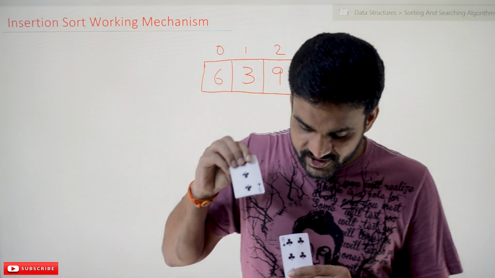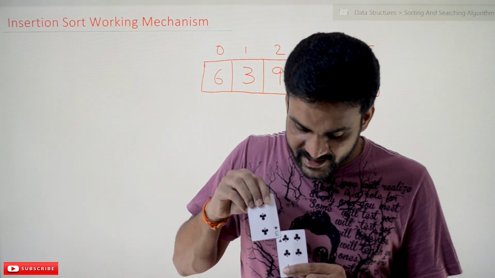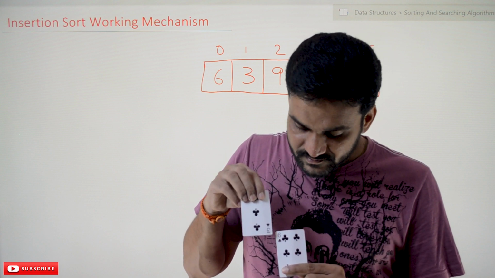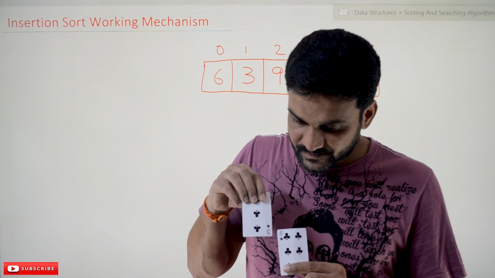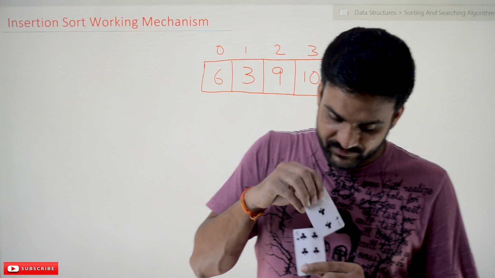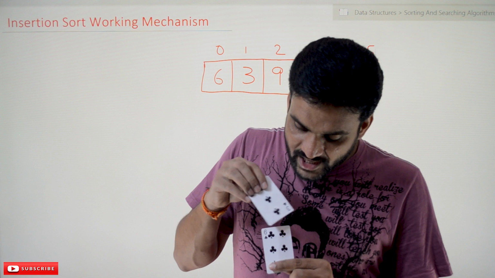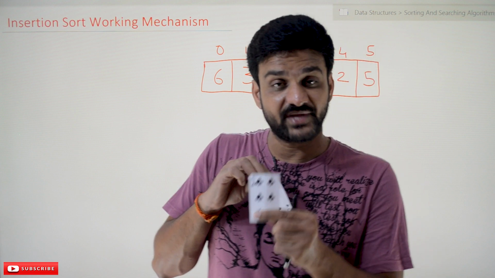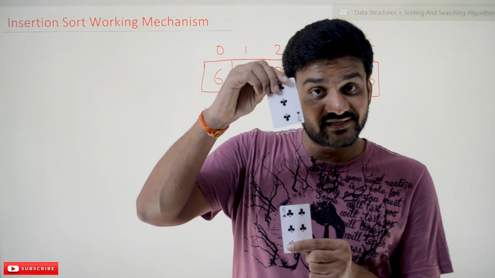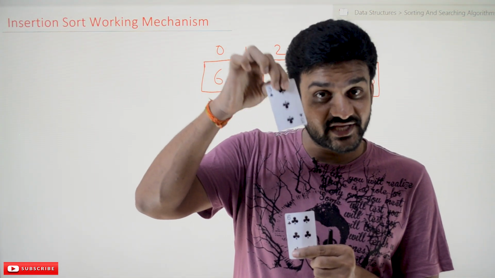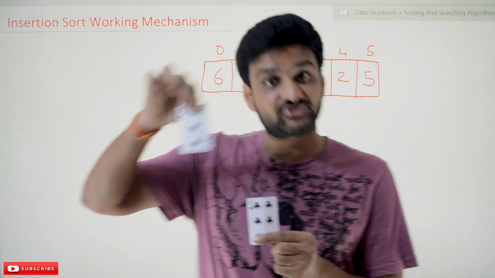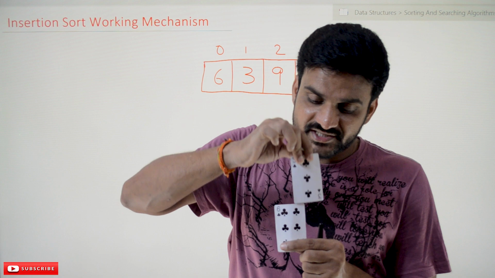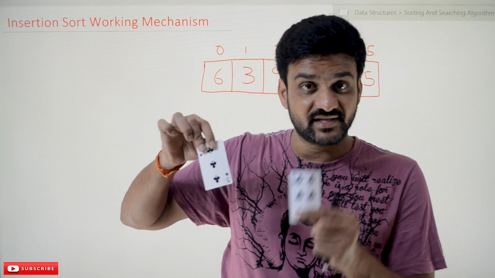Now what I am going to do is compare from right to left. So I compare with this 6. This is our key element, the element that needs to be sorted. Now this key element is compared with all the elements in the hand.